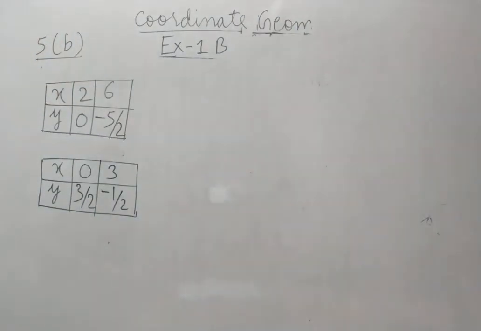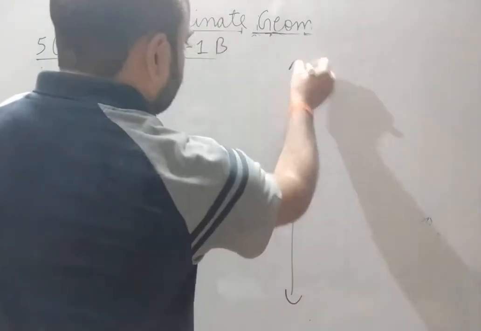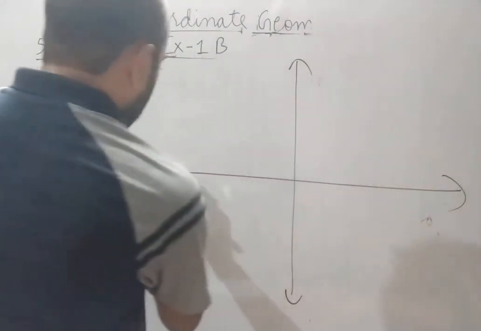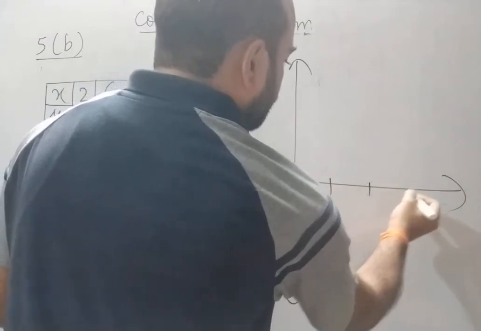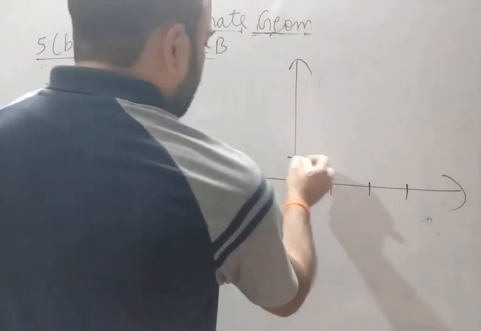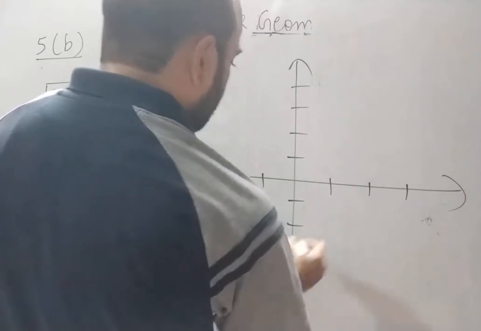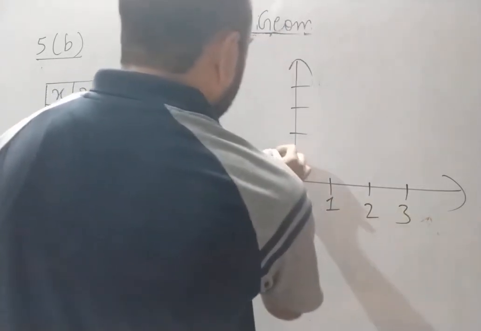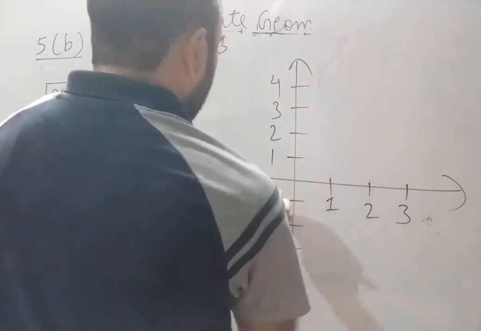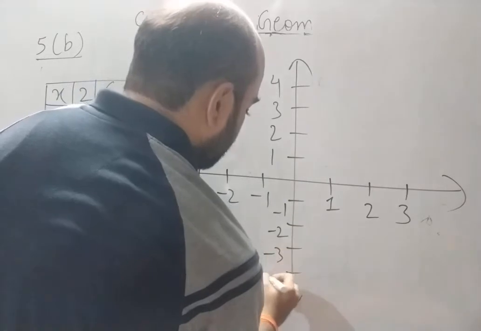So we will take 2 and 6 on the x-axis, and 3 on the y-axis, minus 5 by 2, 3 by 2. Okay, so this is 1, 2, 3. 1, 2, 3, 4. 1, 2, 3. Minus 1, minus 2, minus 3, and on the y-axis minus 1, minus 2, minus 3, minus 4.